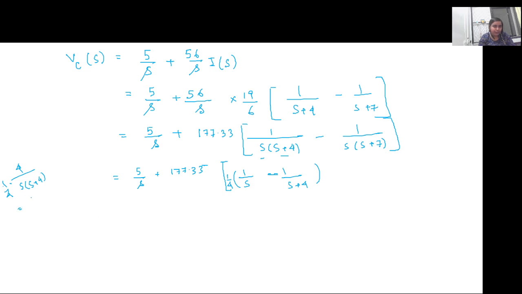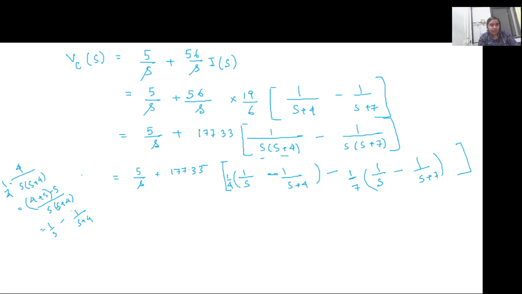Now this can be written as 4 plus s minus s by s into s plus 4. When we separate this out, it will be 1 by s minus, the s will get cancelled, and it will be s plus 4. So this is exactly what we are doing here. In this case, if we write 1 by s minus 1 by s plus 7, what will be the coefficient here? 1 by 7, right.